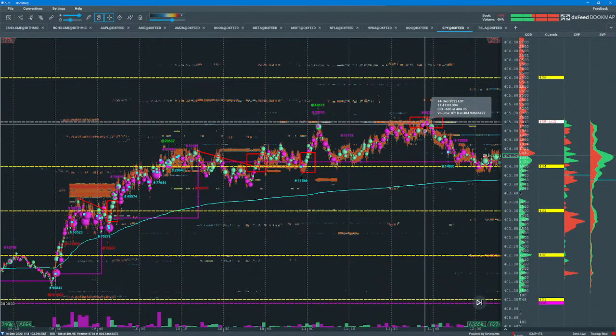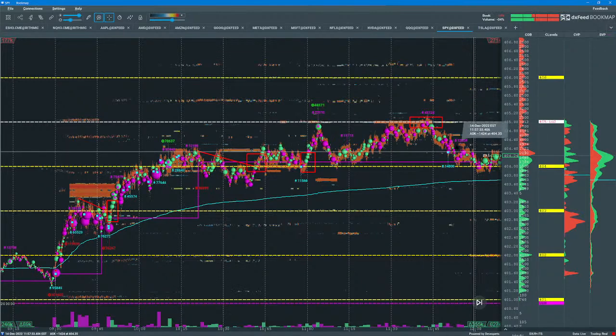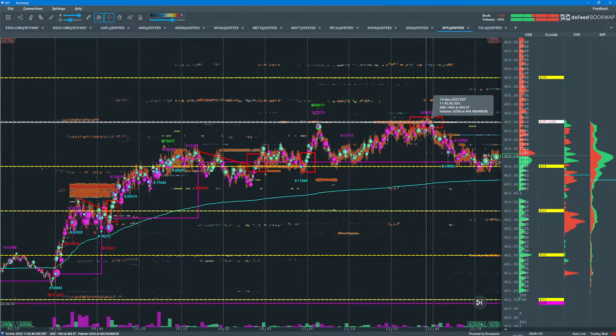And then this 405 level was noted as a resistance level in the Spotgamma AM Founders Note. So that was the target. SPY reversed lower at that point. So very nice setup in SPY this morning.